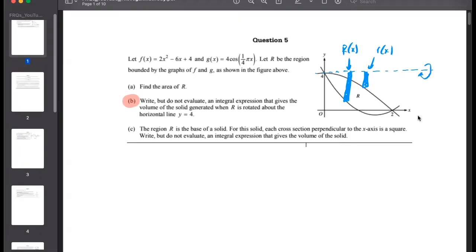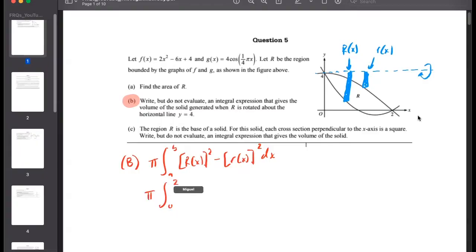Thankfully, we don't have to actually evaluate this, but we're just going to write it out. So remember, this is pi from a to b of uppercase r squared minus lowercase r squared dx. We already know our parameters just from 0 to 2. So pi, integral from 0 to 2.